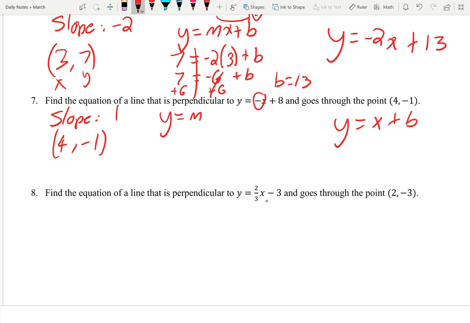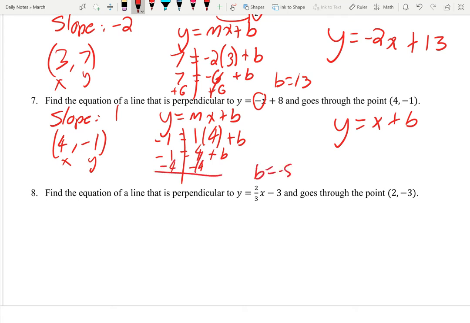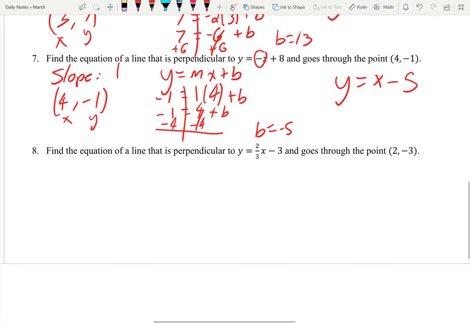So y equals mx plus b. The y is going to be negative 1, the m is going to be that 1 right there, and the x is going to be 4. And so we solve it. We have negative 1 equals 4 plus b, so subtract 4, and we end up with b equal to negative 5. So y equals x minus 5, or y equals 1x minus 5. Same thing as your final answer.